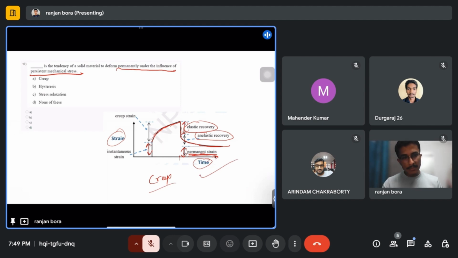And this plot is coming from experiment. People have done the experiment on some material, they take a sample and apply continuous mechanical stress, and after recording the strain, if they plot the strain with respect to time, they got this type of plot. So this experiment was known as creep, and creep is the property of the material. They have named this property as creep for that material.